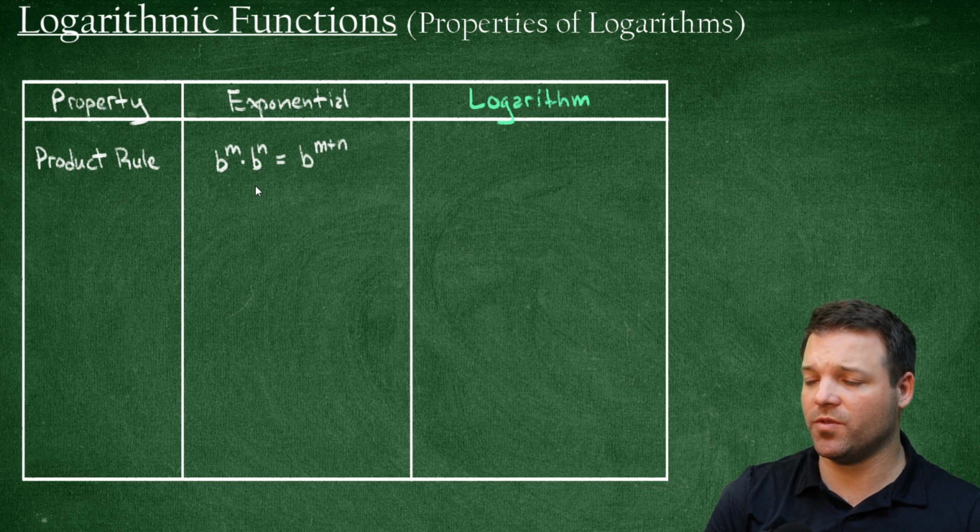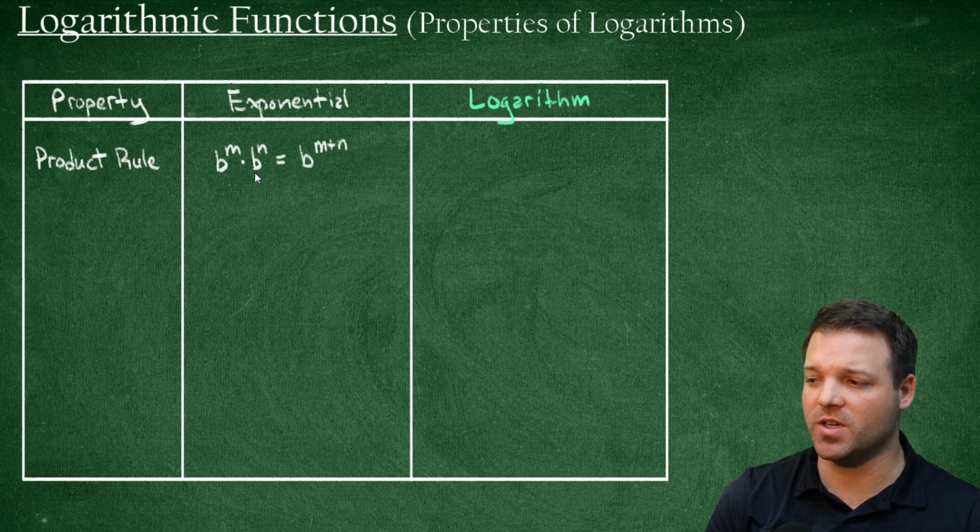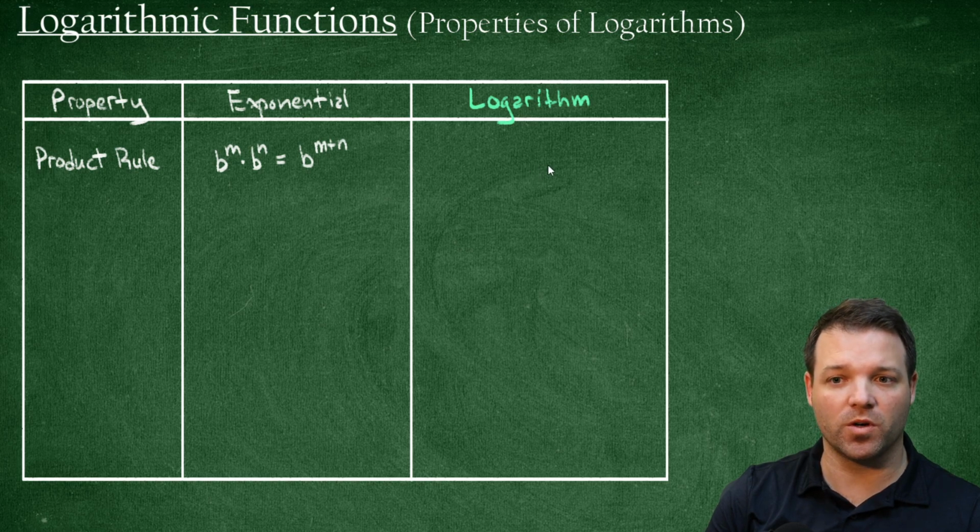The product rule for exponentials says if I have b to the power of m times b to the power of n, then that's equivalent to b to the power of m plus n. And if you're looking for proofs of all of these exponential properties, by the way, of which there are actually more, go back to my previous lesson on properties of exponentials, where we cover all of those with the proofs. But anyways, what is the corresponding product rule for logarithms?